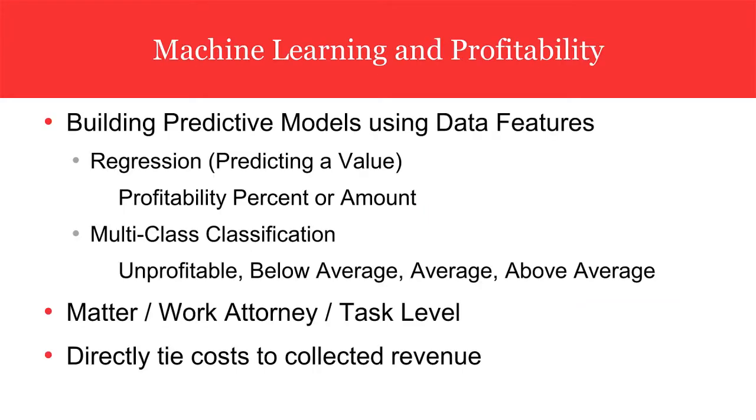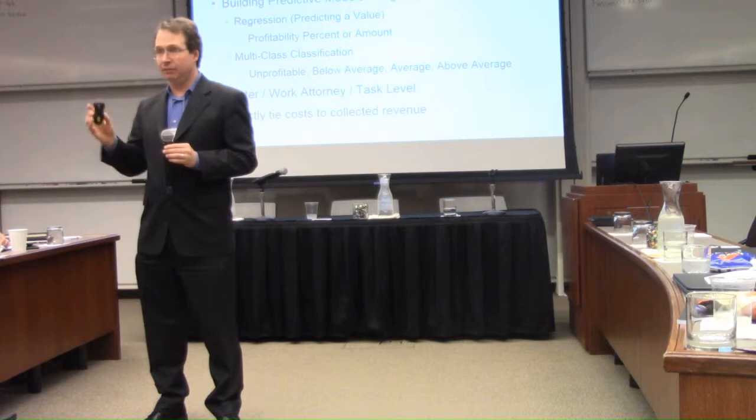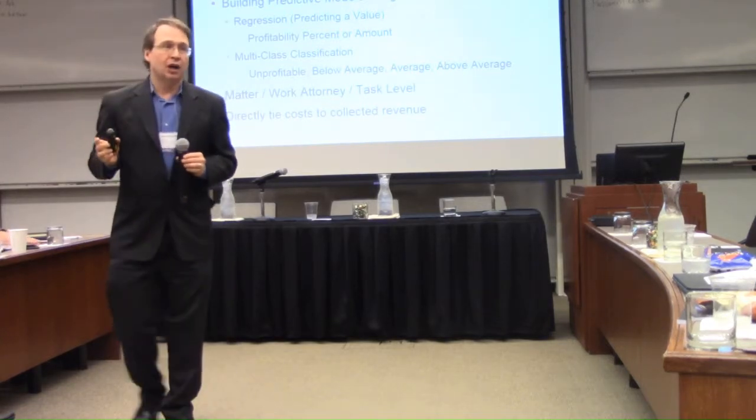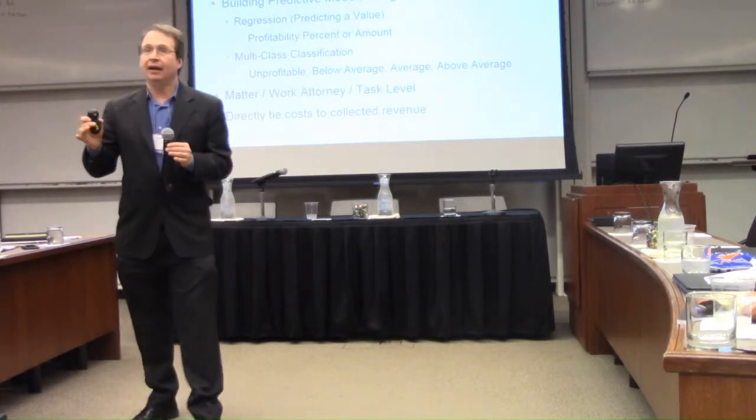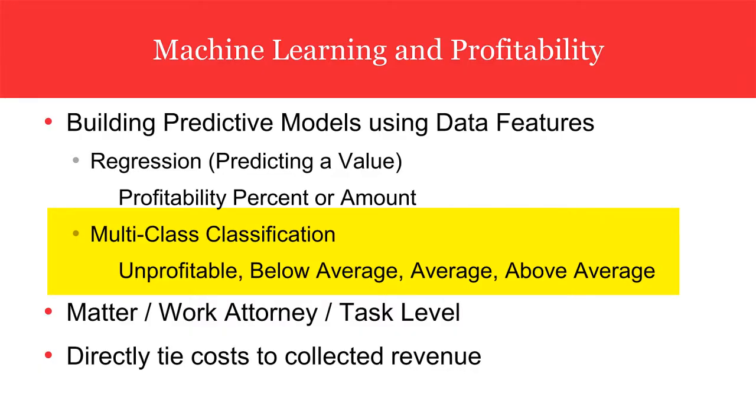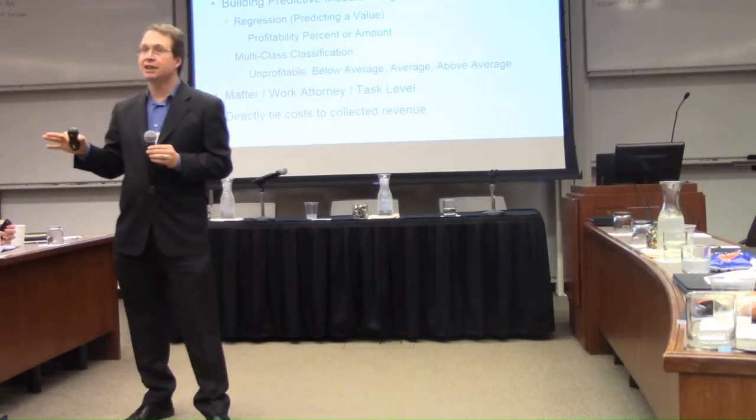There's two kinds of predictions we'll talk about. We can use regressions, and a regression is predicting a specific value, like how much profit, dollar value. And we can also talk about a multi-class classification. In this case, we can group or bin into categories. So for example, unprofitable, below average, average, above average, whatever categories we want to set.